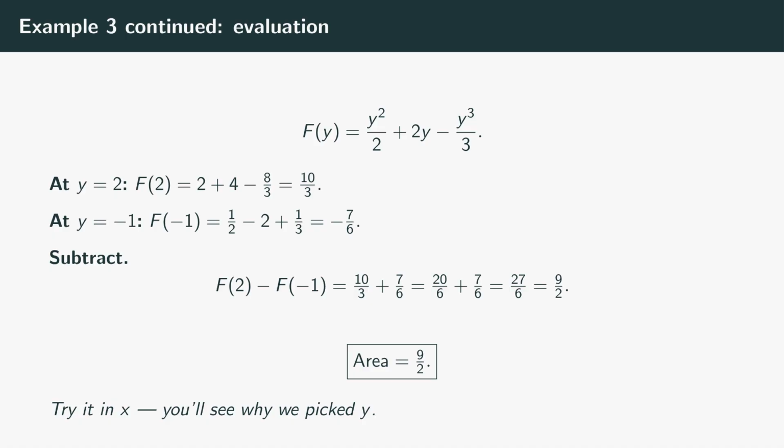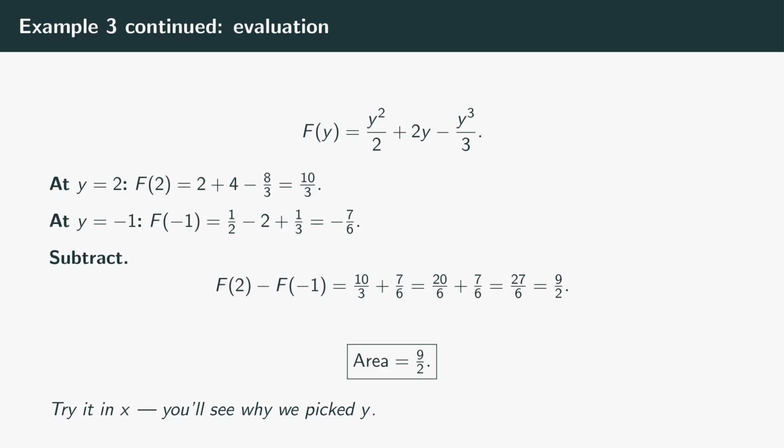Total, 2 plus 4 minus 8 over 3 equals 6 minus 8 over 3 equals 18 over 3 minus 8 over 3 equals 10 over 3. Plug in y equals -1: -1 squared over 2 equals 1/2, plus 2 times -1 equals -2, minus -1 cubed over 3 equals -1/3, which is +1/3. Total, 1/2 minus 2 plus 1/3. Common denominator 6: 3 over 6 minus 12 over 6 plus 2 over 6 equals -7 over 6.